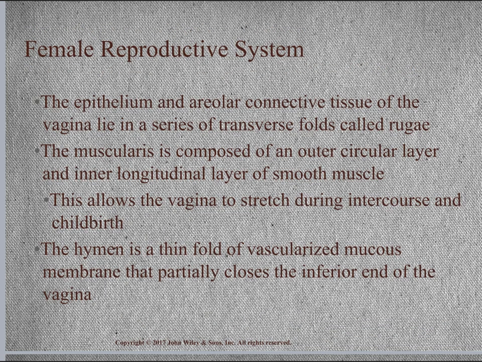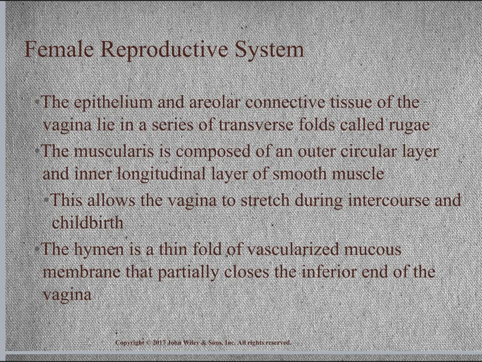Let's continue to look at this epithelium. Now, the epithelium and areolar connective tissue of the vagina lie in a series of transverse folds. These are called rugae. I pointed this out to you in a picture in the previous slide. The muscularis is composed of an outer circular layer and an inner longitudinal layer of smooth muscle.